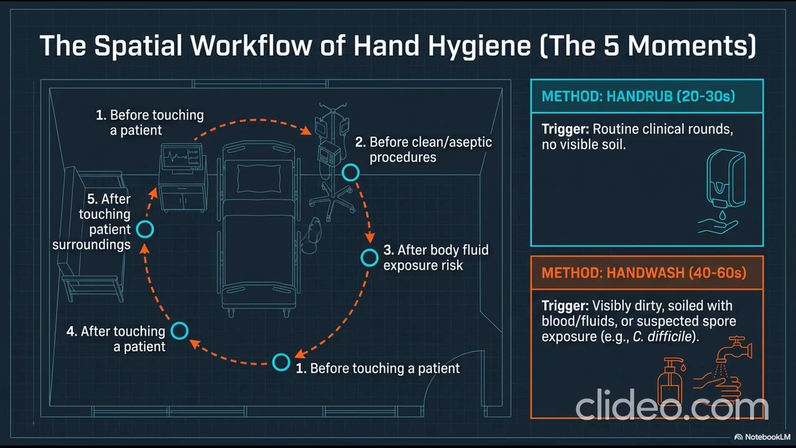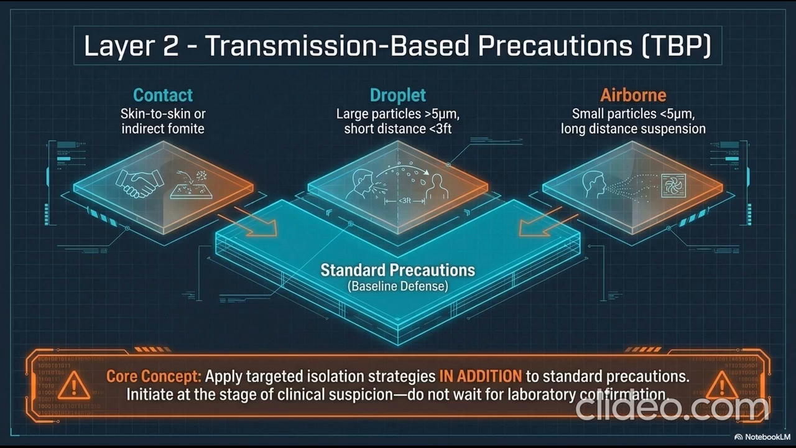Effective hand hygiene follows a spatial workflow known as the 5 moments, occurring before patient contact, before aseptic procedures, after body fluid exposure risk, after patient contact, and after touching patient surroundings. For routine rounds with no visible soil, a 20 to 30-second hand rub is the standard method. However, a 40 to 60-second hand wash is mandatory when hands are visibly dirty or when there is a suspected spore exposure, such as C. difficile.